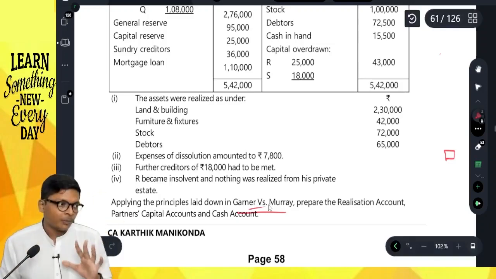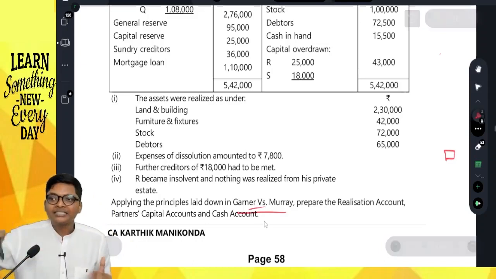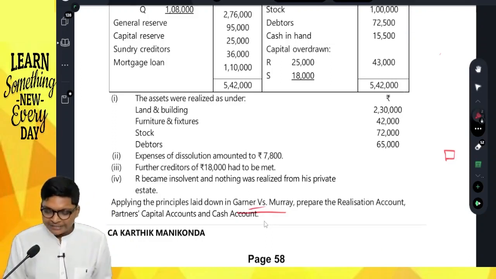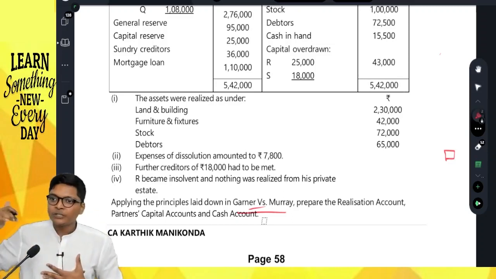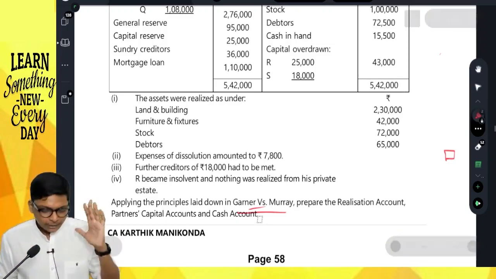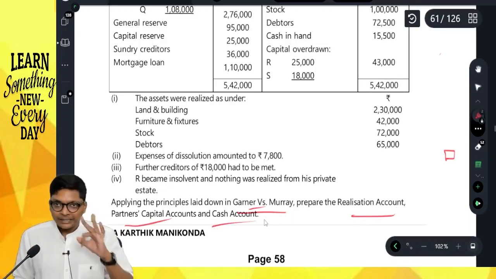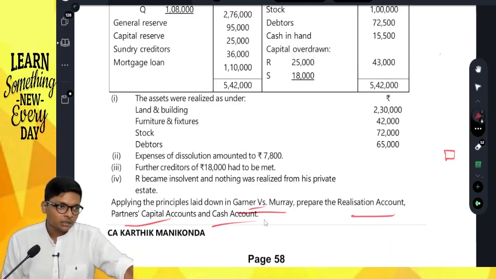If GVM is there, we know from the question. And the GVM impact comes only in the last step of the sum, when I am settling the partners. Don't write GVM in the exam. Garner versus Murray. So the impact comes only in the last step. Till then, it's a regular sum. What is he asking us to prepare, guys? Realization account, partners' capital accounts, and the cash ledger. All sums are these three ledgers.